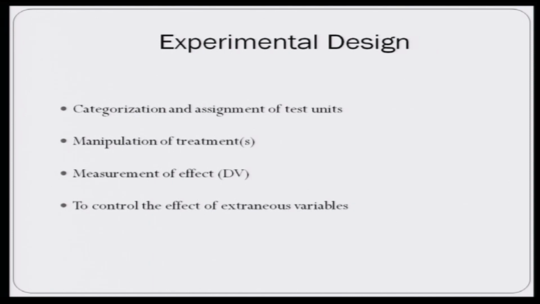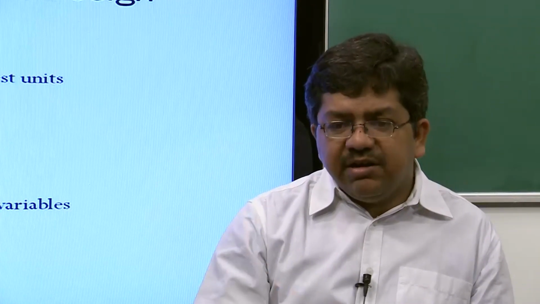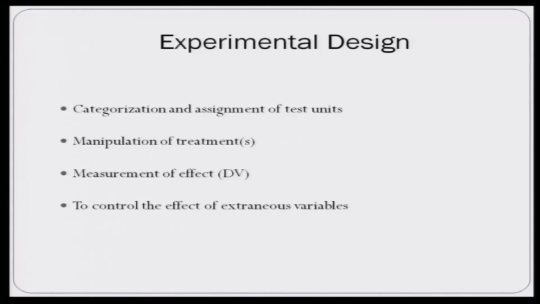Then there is measurement of the dependent variable. We will talk about measurement and scaling issues in the second session of this week. So, we will talk in detail about these things, and then the last thing in experimental design is to control the effect of extraneous variables.